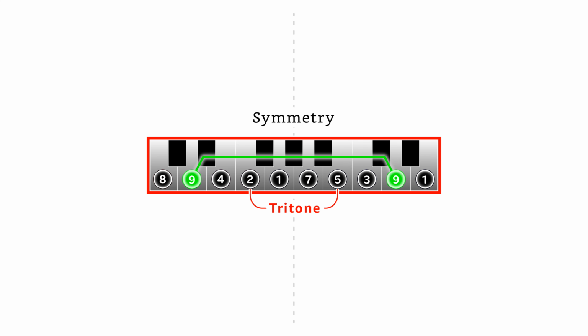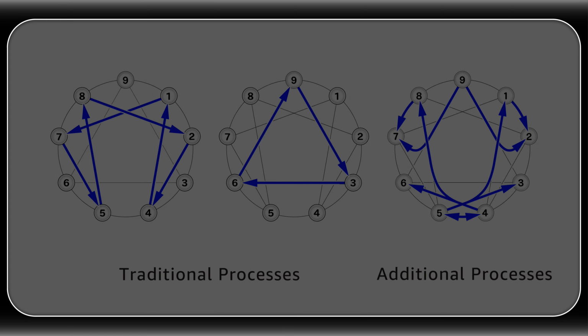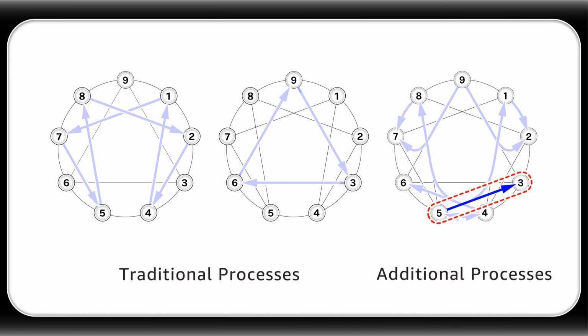In order to resolve this dissonance, F needs to be moved to E, and B needs to be moved to C, as illustrated. Related to this pattern, the process from type 2 to type 4, as well as the process from type 5 to type 3, is an integration process. Note: The process from type 5 to type 3 is not included in the traditional Enneagram theory.